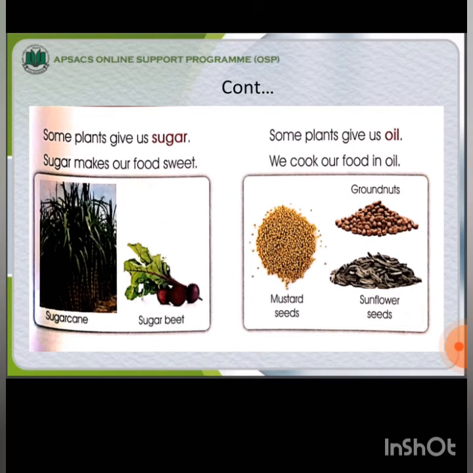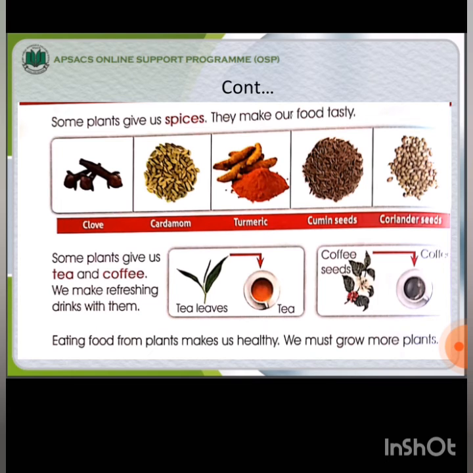Some plants give us sugar. Sugar makes our food sweet. For example, sugarcane and sugar beet. Some plants give us oil. We cook our food in oil. Some plants give us spices. They make our food tasty. And some plants give us tea and coffee. We make refreshing drinks with them. Eating food from plants makes us healthy. We must grow more plants.